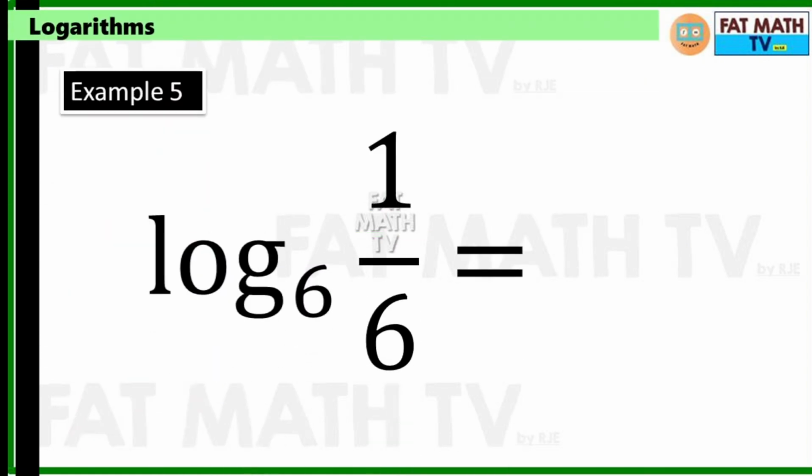How about this one? The logarithm of 1/6 to the base 6. So what should be the exponent of 6 to get 1/6? The answer is -1. Because in the laws of exponents, if you have a negative exponent, you take the reciprocal of the base so that the exponent will be positive. So 1/6 is actually 6 raised to -1. So the exponent that 6 should be raised to get 6 raised to -1 is of course -1.